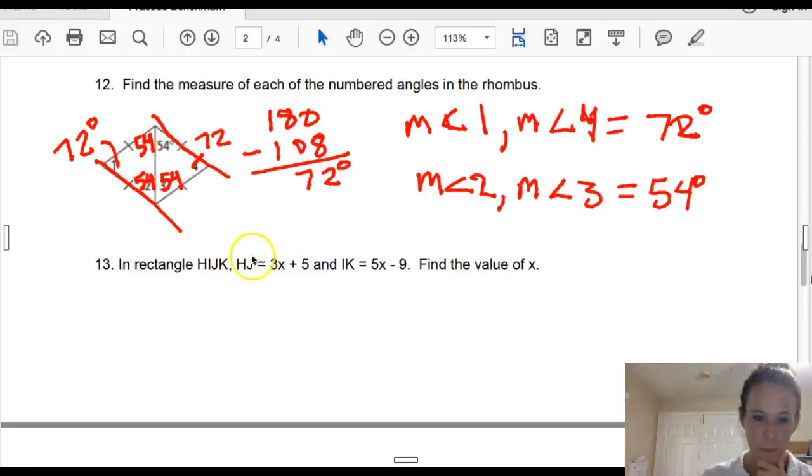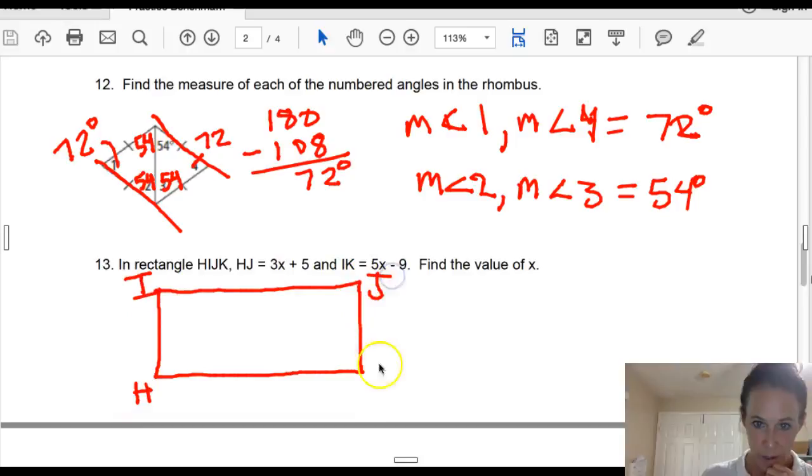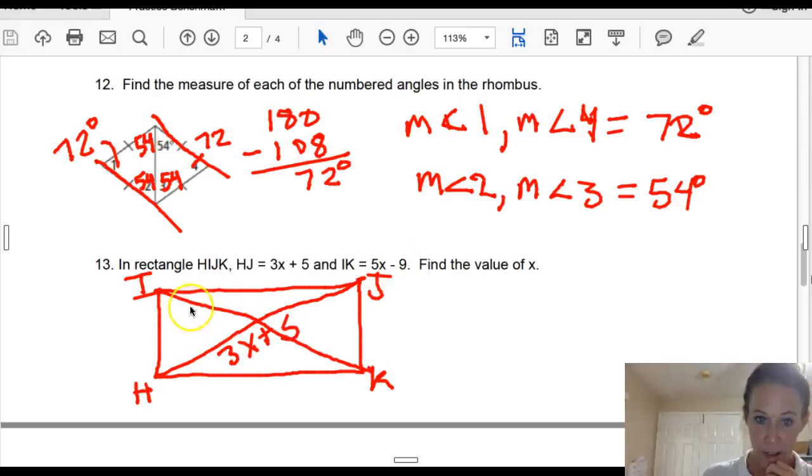In this rectangle, they gave us some lengths. Find the value of x. First off, please draw the rectangle so you can see what you're looking at. Where you label doesn't matter. Start somewhere. If I go H, I, you need to go in order: H, I, J, K. Then it gives me HJ, so now I know what I'm looking at is the diagonal. They say this is 3x plus 5. And then they give me this diagonal IK, and they said that is 5x minus 9.